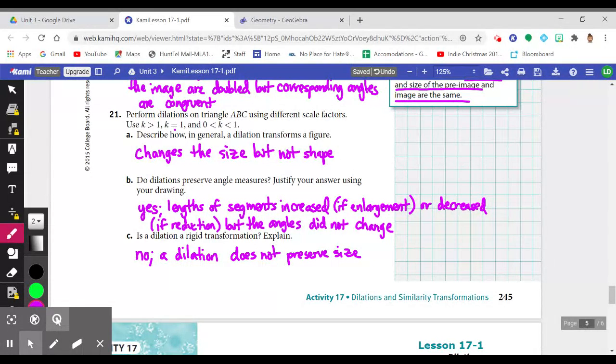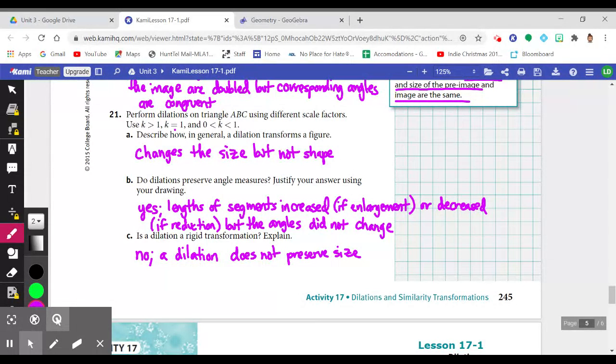A says, describe how in general dilation transforms a figure. We saw even when we moved the center of dilation, or changed the scale factor, it changes the size but not the shape. So what really determines the shape of these figures, in this case the triangle? Well, that's what item B refers to.